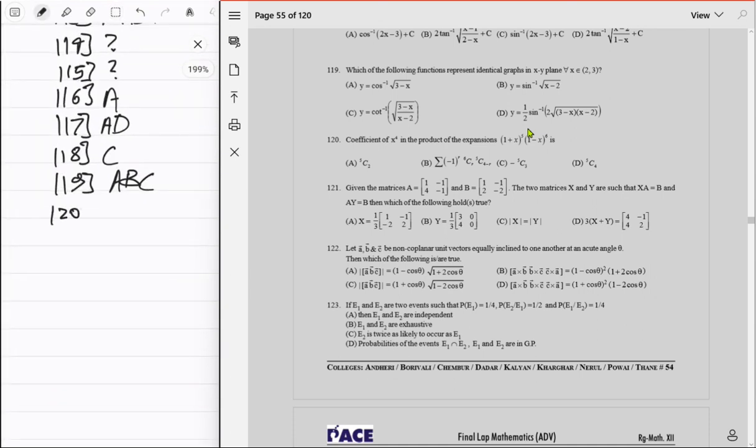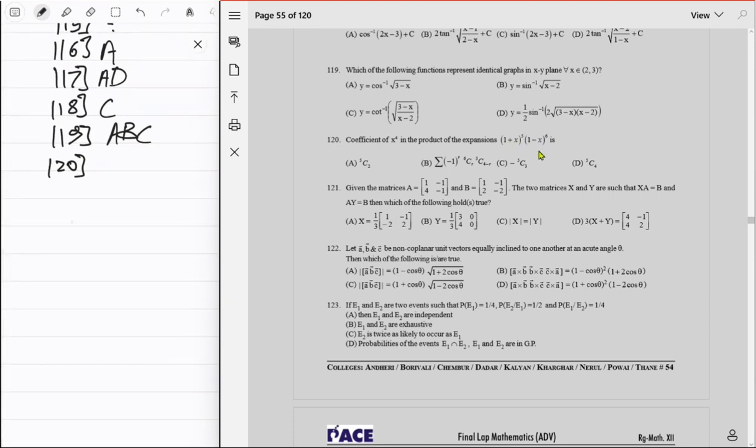120. What is the coefficient of x power 4 in the product of this expansion? Because x to the power 5. I think I've seen this. Okay, I don't know. (1 minus x square) to the power 5, I guess, and that times (1 minus x). So you want the x power 4 coefficient.